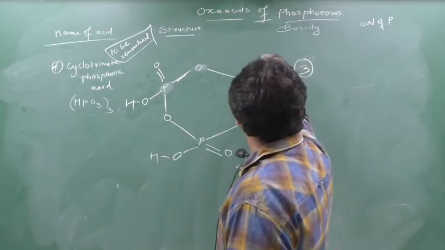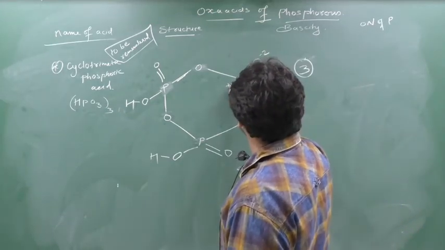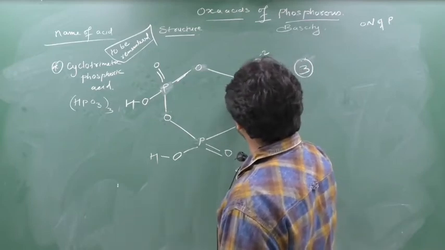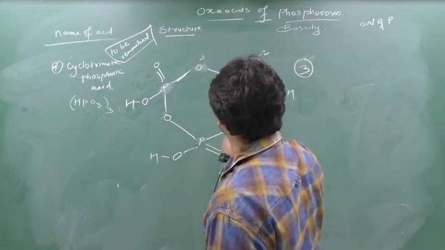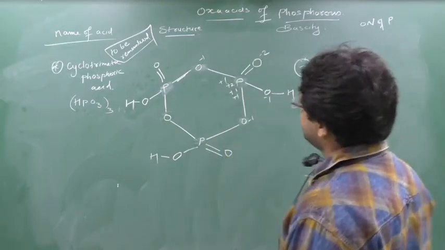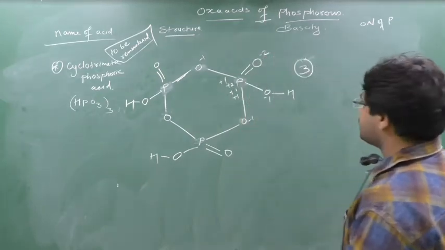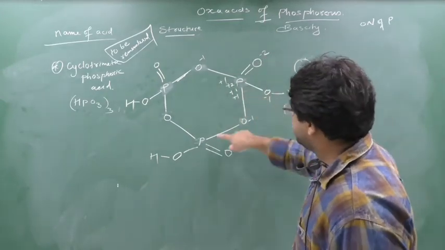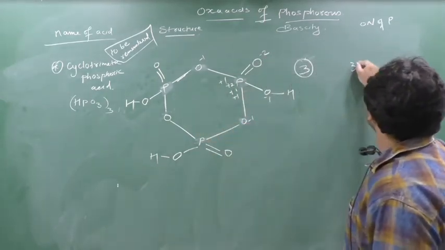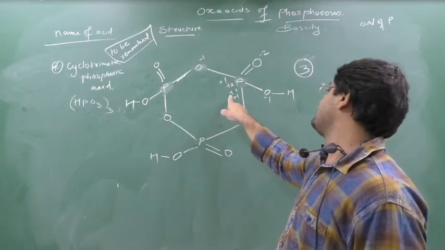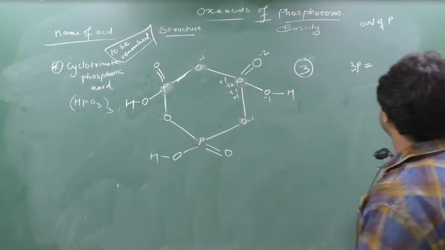See here phosphorus. So here -2, here +2. Here -1, here +1. Here -1, here +1. Here -1, here +1. Clear? So if I go with every phosphorus, the answer remains the same, yes or no? So how many phosphorus is there? 1, 2, 3. So 3 phosphorus. On each phosphorus, how much is there? 2 + 1 is 3, + 1 is 4, + 1 is 5. So on each phosphorus it is 5.